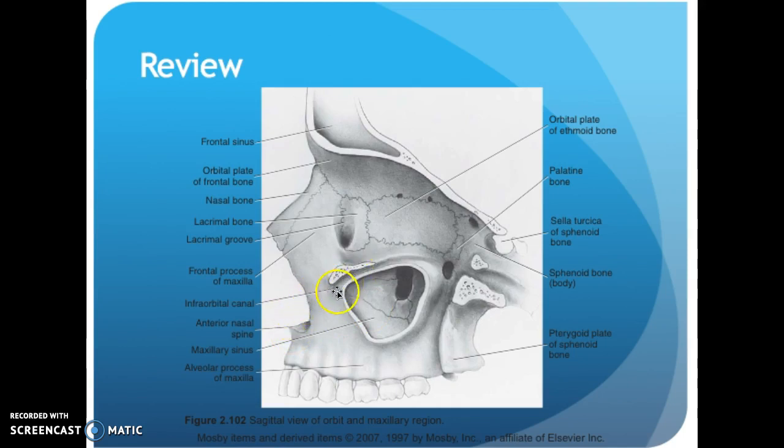Your infraorbital canal here, yes, blood vessels, nerves come through here. Frontal process of your maxilla with your lacrimal groove on your lacrimal bone. You have your nasal bones here, and this is your orbital plate of your frontal bone.